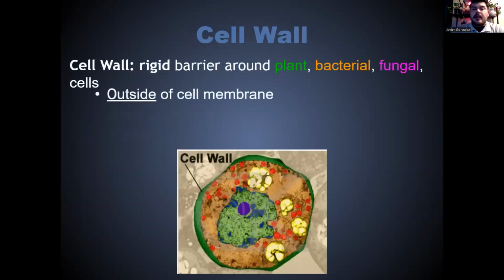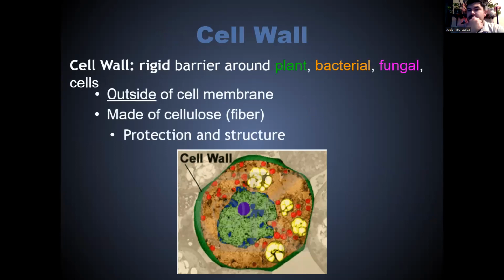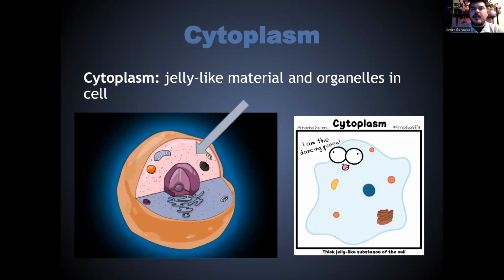Now, when we talk about the cell wall, it's the barrier that surrounds the plant, bacterial or fungal cells. It's outside of the cell membrane. It's a very thick fibrous structure. And as right here at the bottom, you could go ahead and see that it is made of that cellulose fiber, and it provides protection and structure for the cell.